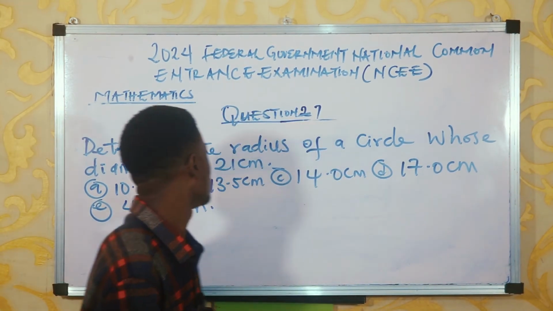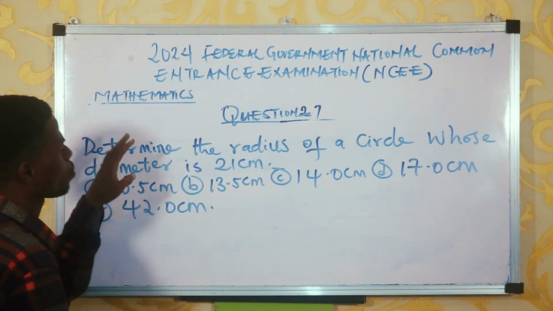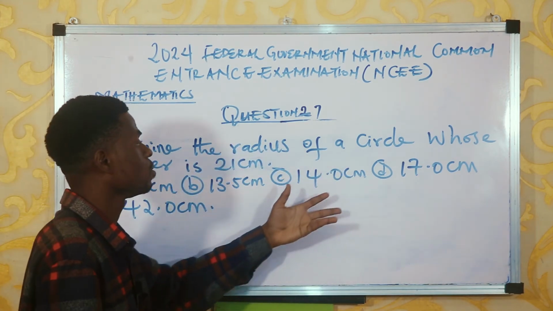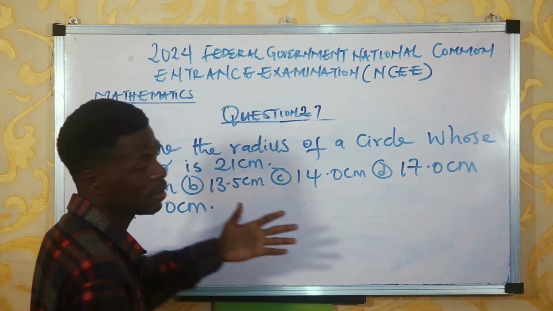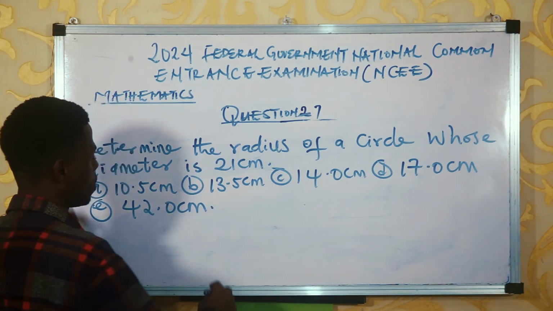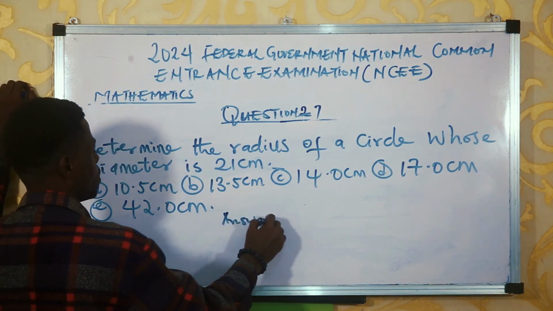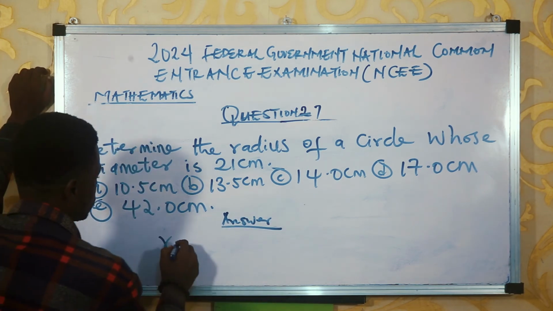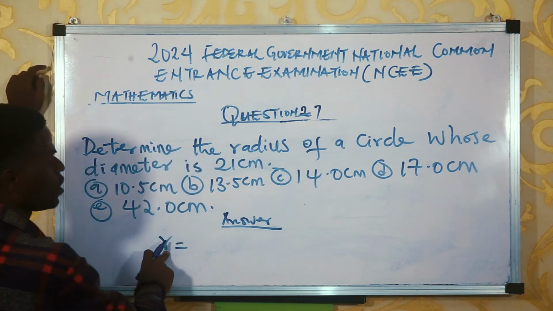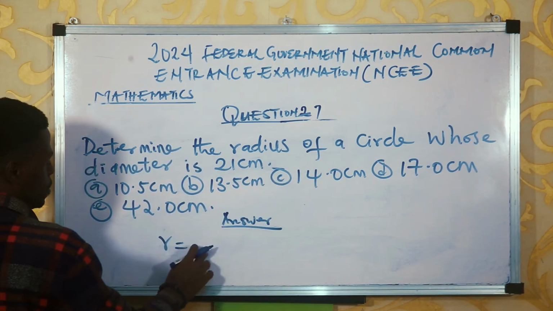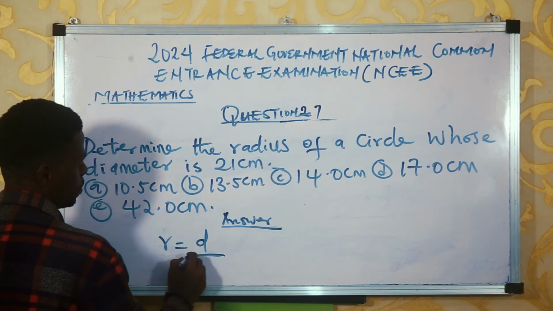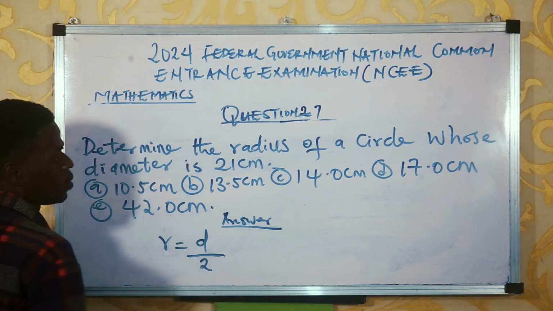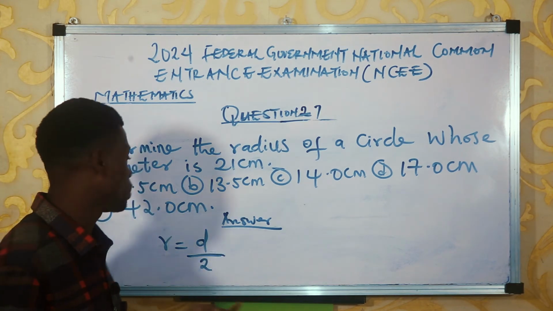Question 27 says: determine the radius of a circle whose diameter is 21 centimeter. Okay, now let's find the radius. Don't forget that to find our radius, which is represented as r, r is D over 2. That's half of the diameter.